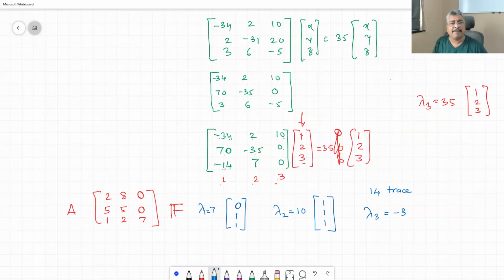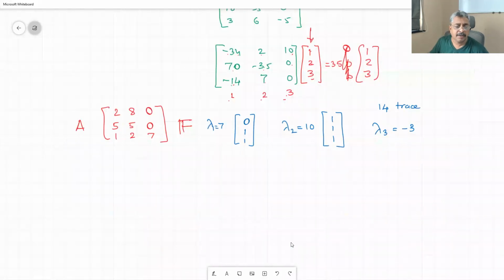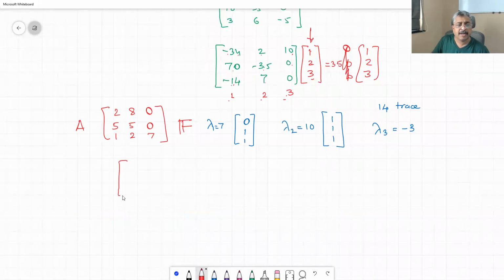Okay, so for lambda 3 which is minus 3, we need to find out the vector, and let me show you the trick. So after subtracting lambda, the matrix that we will get is 5, 8, 0, 5, 8, 0, correct, and 1, 2, 10.